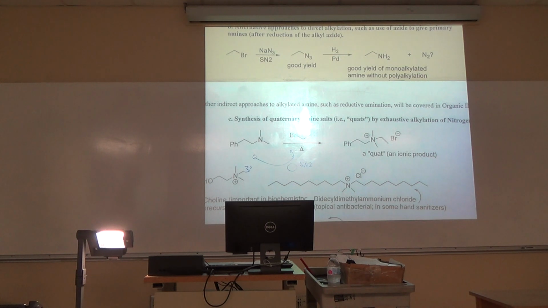And a lot of times for nitrogens, quaternary is shortened to just quat. You could also do that for a quaternary carbon, but it's more common when you hear quat, it's referring to quaternary nitrogen.